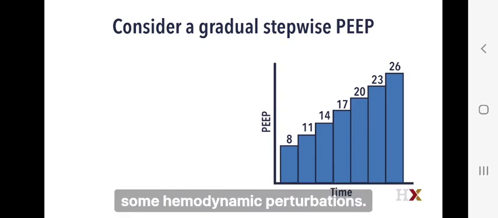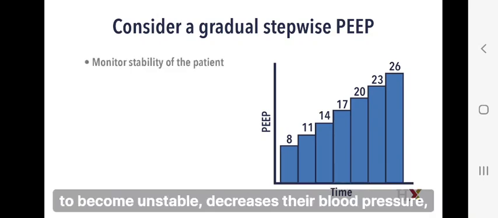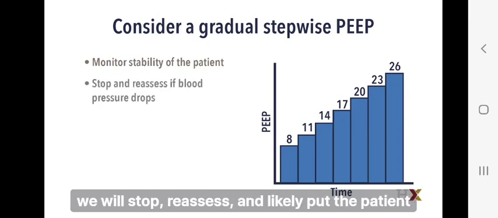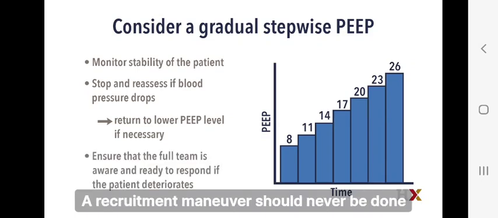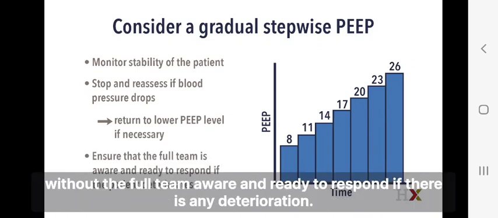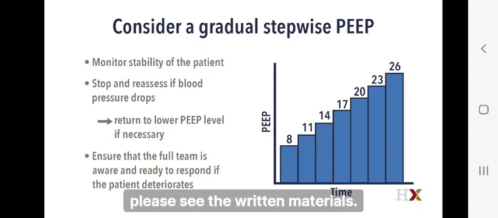some hemodynamic perturbations. If at any point while performing a recruitment maneuver, the patient starts to become unstable, decreases their blood pressure, we will stop, reassess, and likely put the patient back down to a lower PEEP level. A recruitment maneuver should never be done without the full team aware and ready to respond if there is any deterioration. For further information about recruitment maneuvers, please see the written materials.